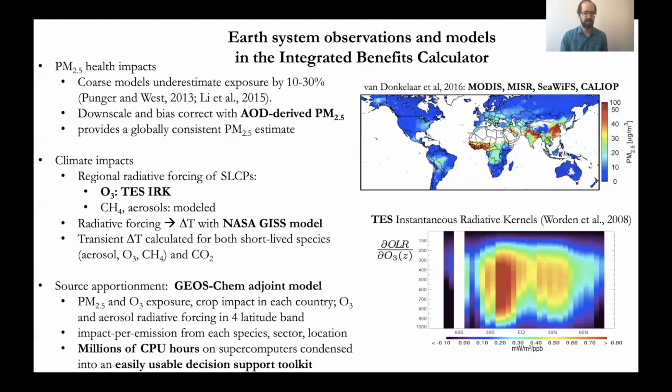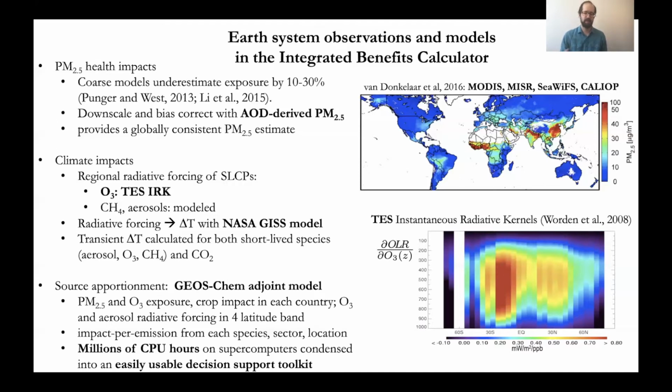This apportionment calculation provides us the per emission impact from each species, sector, and location in our model. That means we can say, here's the impact of a NOx emission from transportation over here in this country, and compare that to the impact of a black carbon emission from the residential sector in this other location. This heterogeneous distribution of the marginal impacts of emissions on these different endpoints can then be multiplied offline by projected changes in emissions. That's how the IBC works.